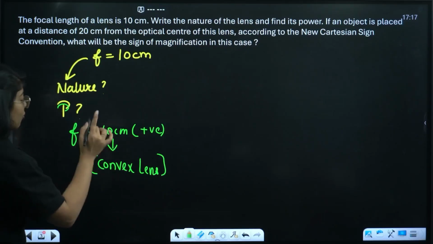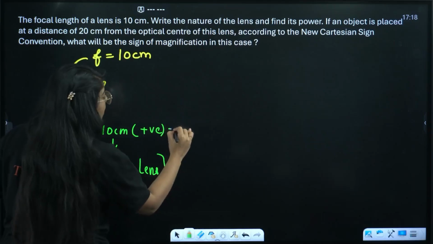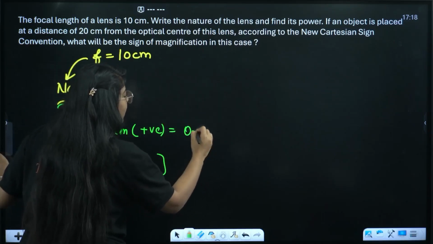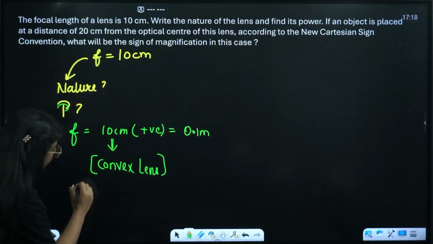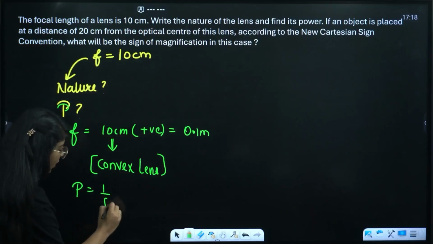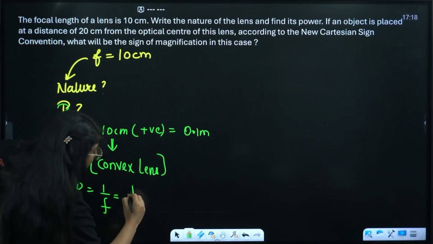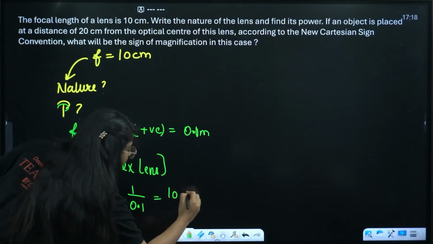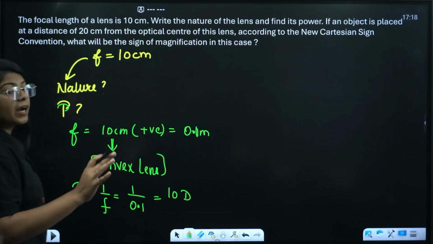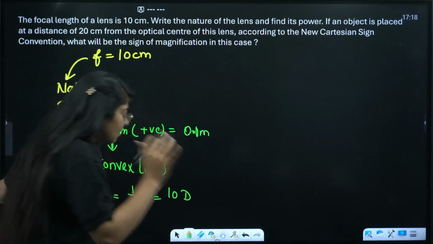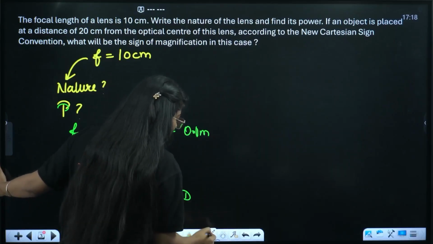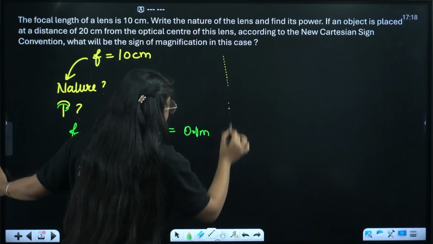Now power, for power you first convert focal length into meters. So this will be 0.1 meter, right? Now the power will be what? 1 by focal length. That means 1 by 0.1, correct? That will be 10 diopter. So the first part of this whole numerical is solved. Very easy. Did we face any problem? No ma'am, it was easy, right? So next, let's see the next part.